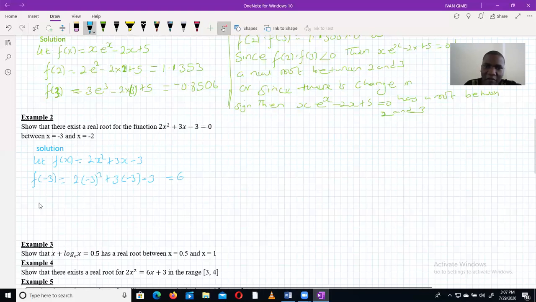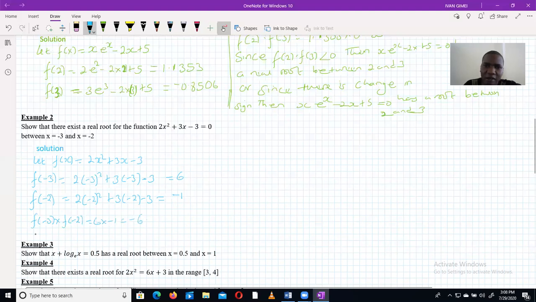What about f of negative 2? What will it give you? Of course, 2 into negative 2 squared plus 3 into negative 2 minus 3. What does it give you? This will be 8. 8 minus 6 gives you 2, and this gives you negative 1. So at this point, you can get f of negative 3 times f of negative 2. This gives us 6 times negative 1, which gives us negative 6.